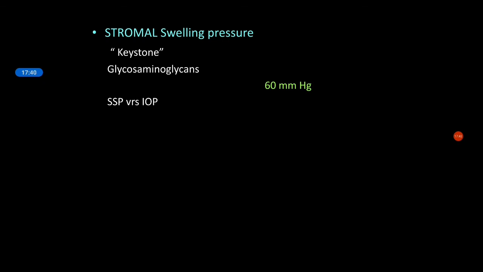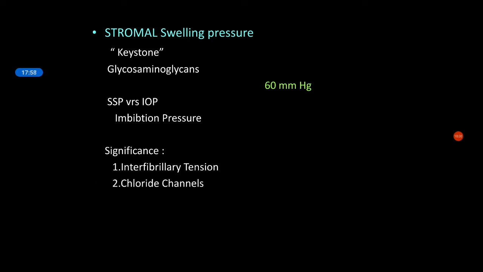If it is the other way, let's say the IOP is too low, then also there is folding of the cornea. So we should know about the stromal swelling pressure as the imbibition pressure. Its significance is helping in the interfibrillary tension. It maintains the chloride channels.